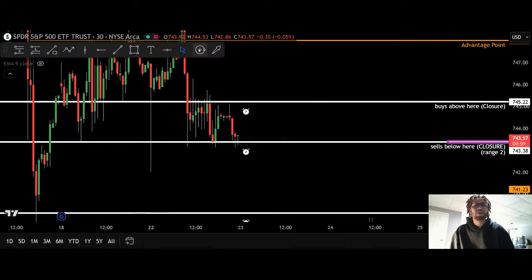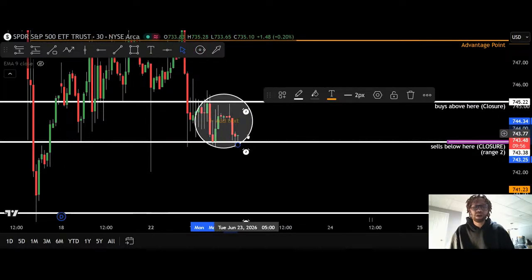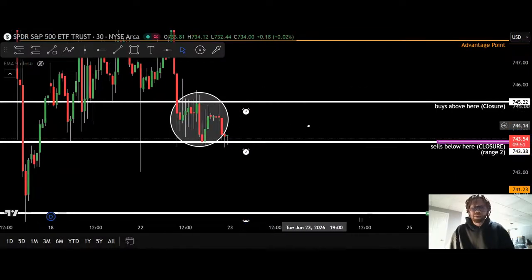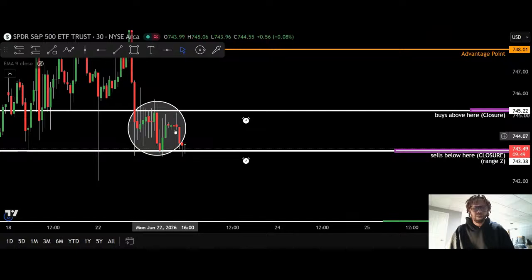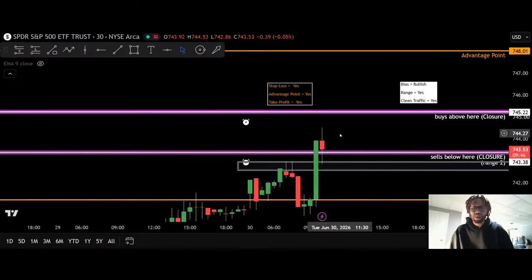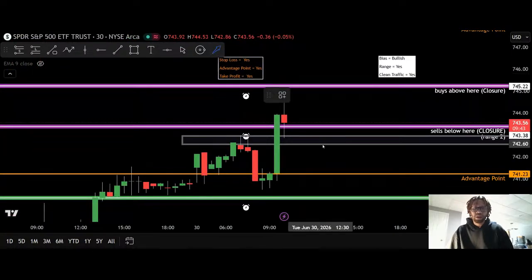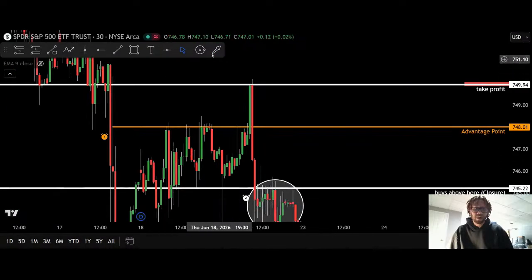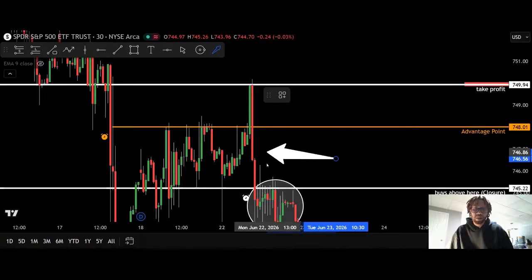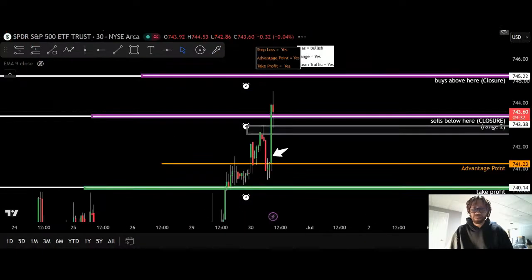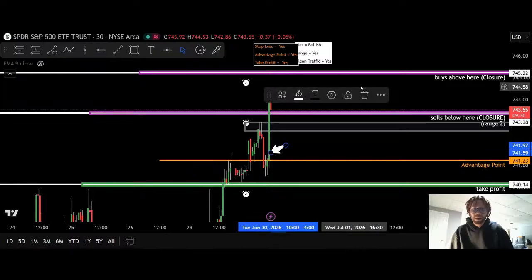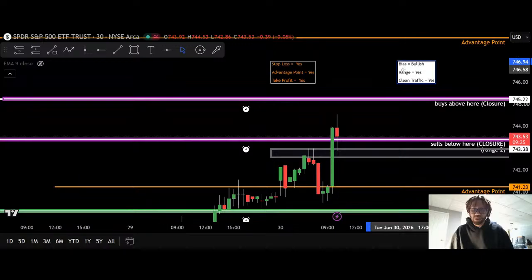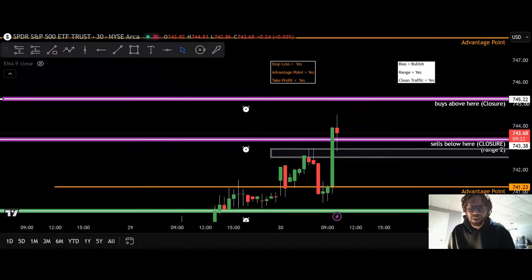First kind of just entered this range right here from, I guess, this last Monday. What I do know is we got clean candles coming down, and I know we got clean candles coming up. So I will wait.